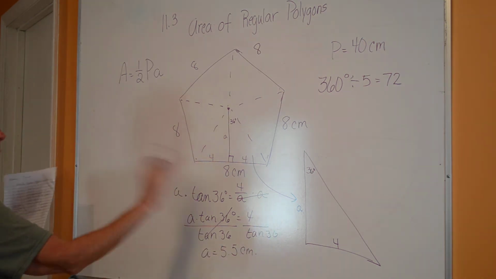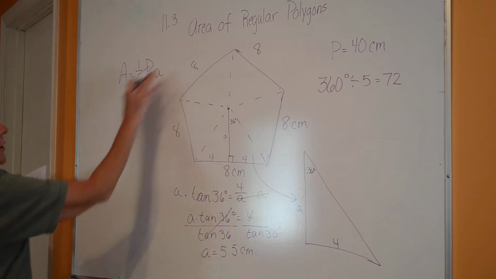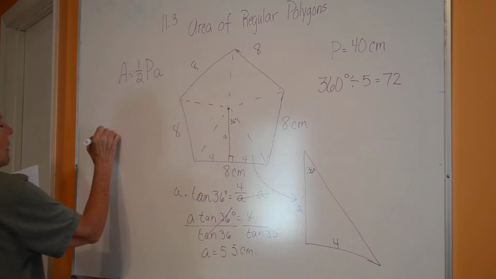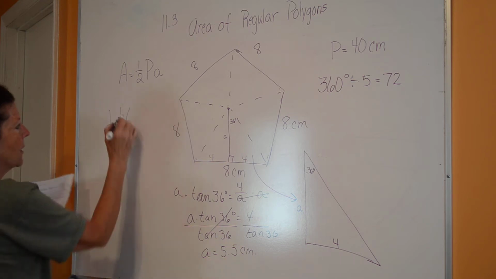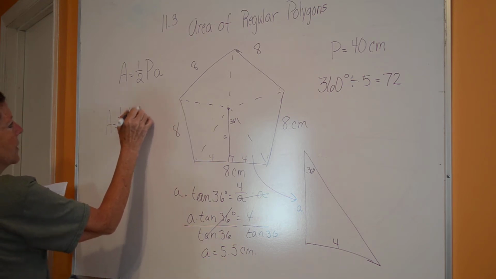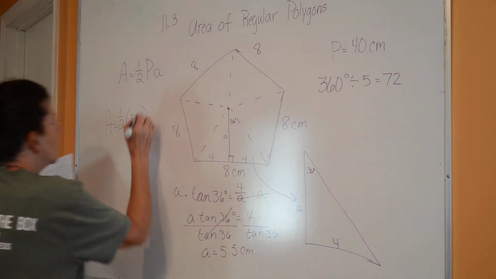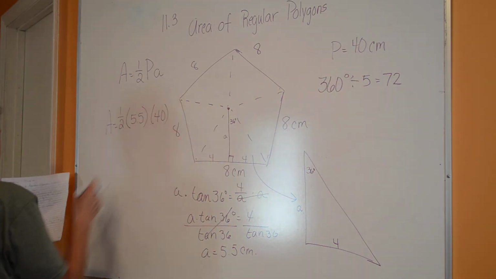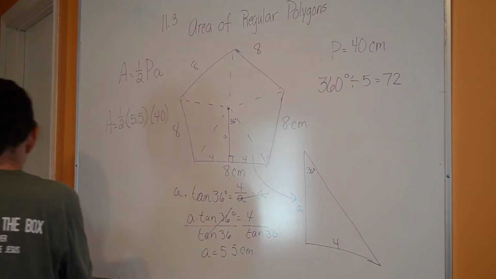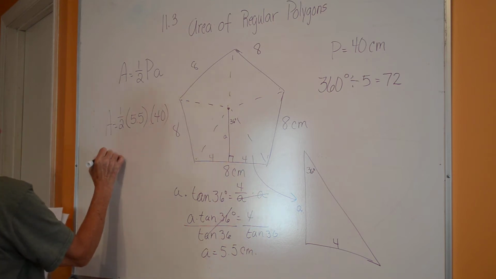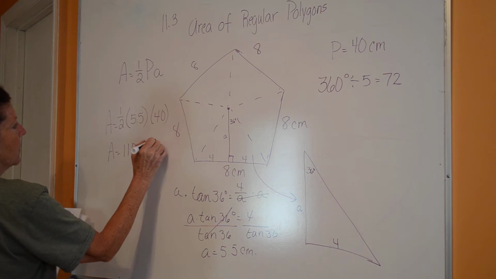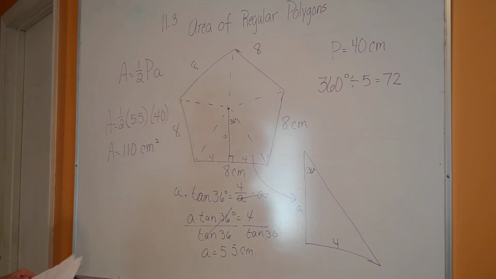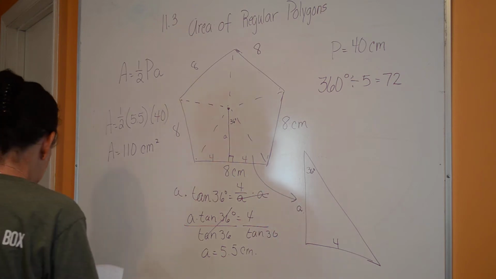All right, so now I have everything I need in order to find the area of this pentagon. Area is equal to 1/2 times the apothem, which is 5.5, times the perimeter, which is 40. And that's going to give me an area of 110. Now remember, it's going to be whatever the units are squared because it's the area. Okay, now I'm going to give you one to try.